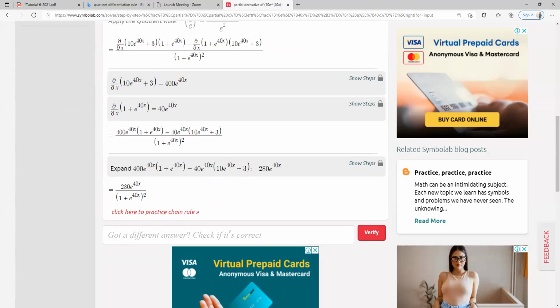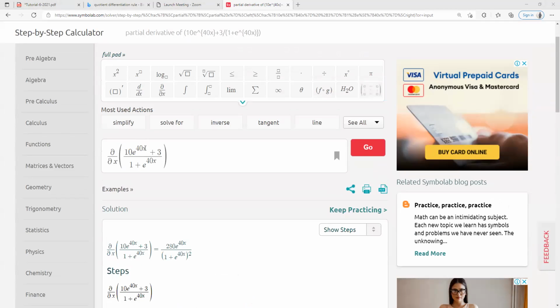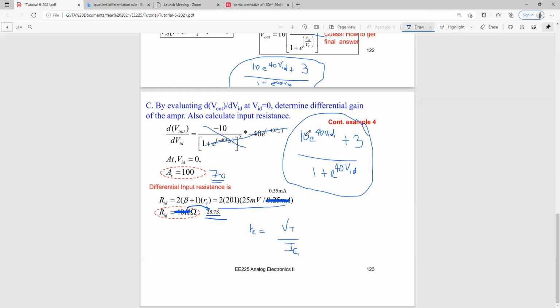Okay, great. So what I have done is in place of VID, I have used X for this particular software. So this whole term will be 10 e to the power of 40x plus 3 upon 1 plus e to the power of 40x. Differentiate this in terms of VID. If I replace VID and use X as a representation, whatever formula I have, I'll have to differentiate it in terms of X, right?